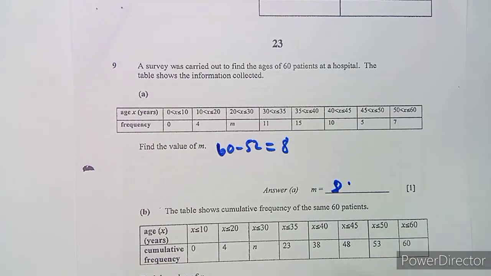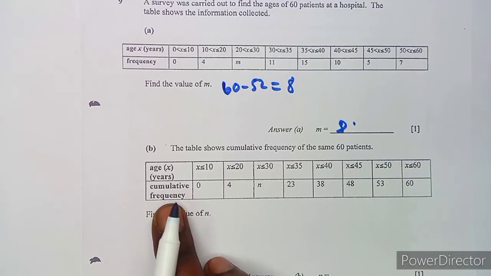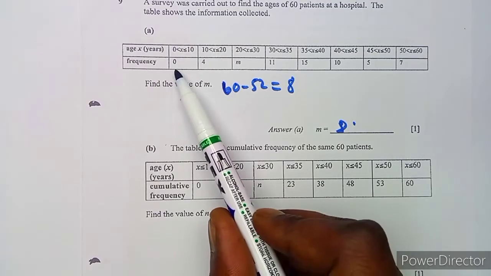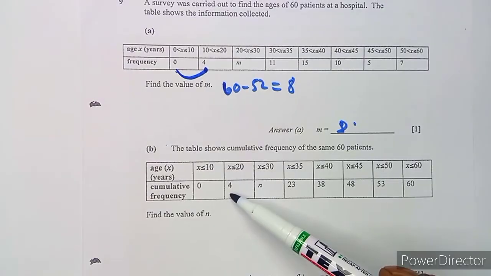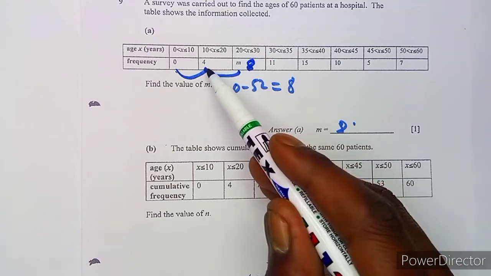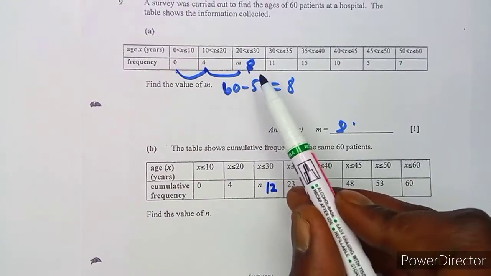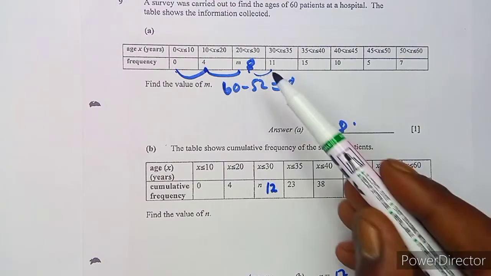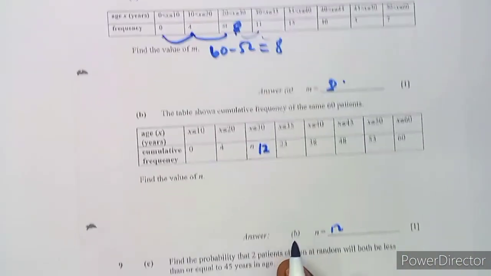So m is 8. Then find the value of n. These are cumulative frequencies. Remember, cumulative frequency means we are adding frequencies. Here we started with 0, so 0 plus 4 is 4. Then 4 plus m, and our m here is 8, so 4 plus 8 is 12. So our n is 12. We are at 12 now. So 12 plus 11 is 23. 23 plus 15 is 38, something like that, until the last value. Okay, that's what we had.